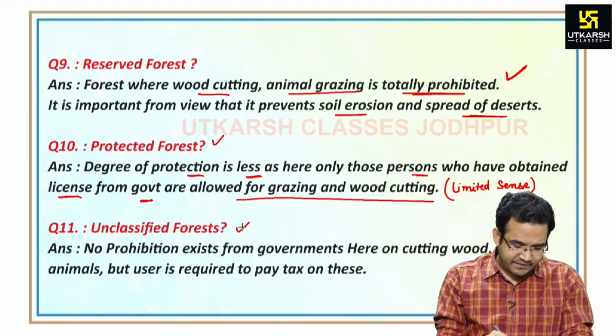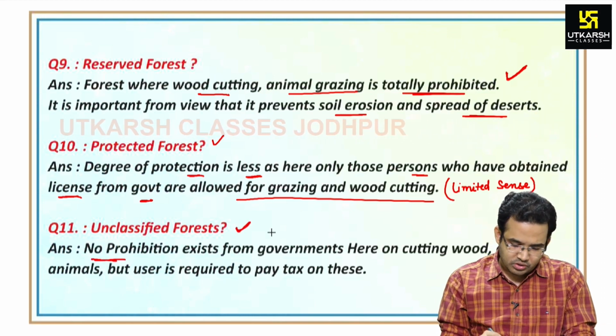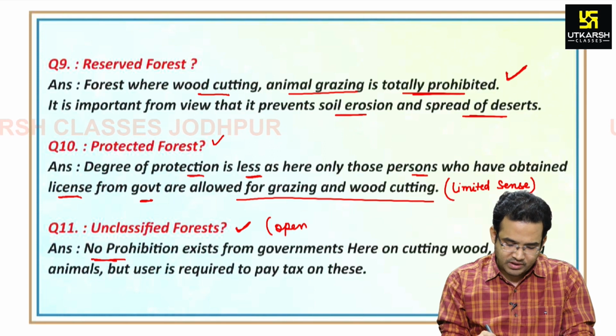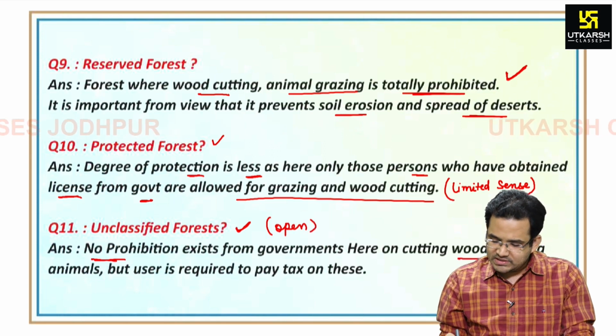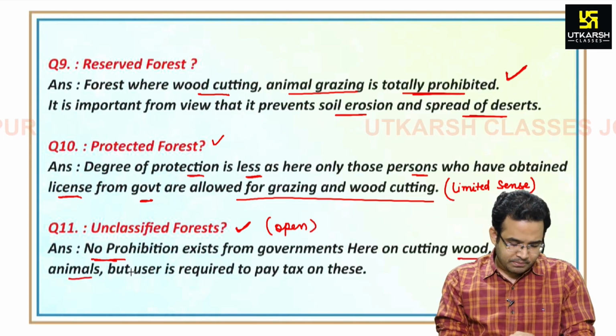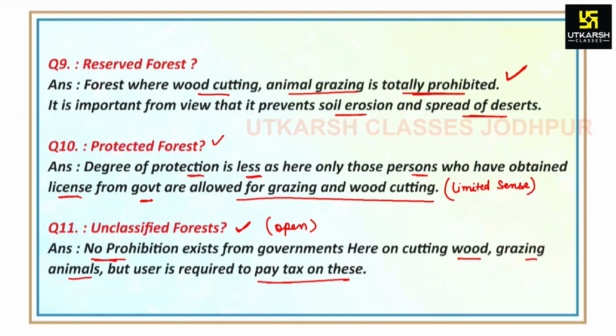Last is unclassified forest. There is no prohibition, or we can say they are open forests from the government. Here cutting wood and grazing animals are allowed, but the user is required to pay tax on these. So unclassified are the areas which are provided for grazing purposes, and these are considered as the unclassified category of forest. I hope you guys are very much clear about the forest system of India now, and you can write the answers if questions come up in a 15-mark segment of your RAS main examination.